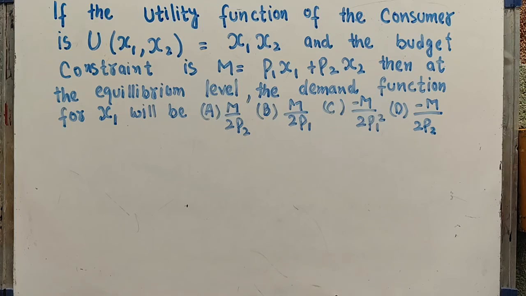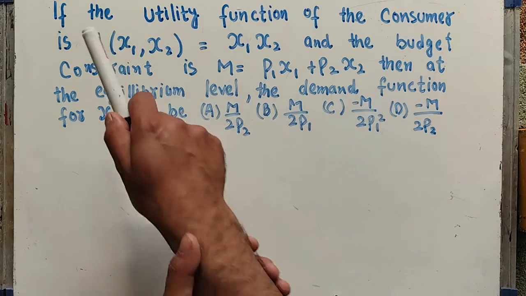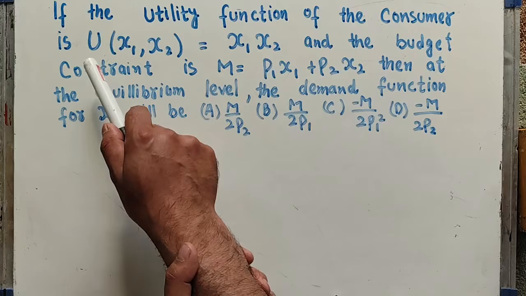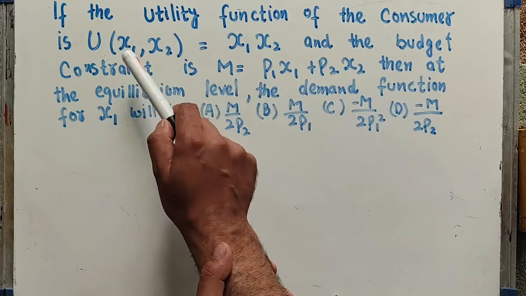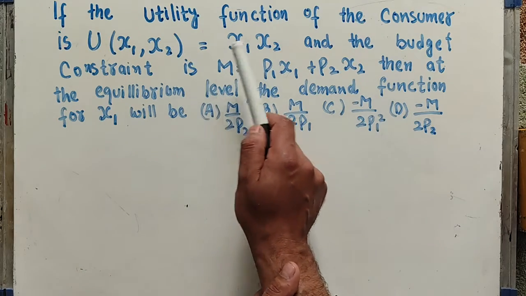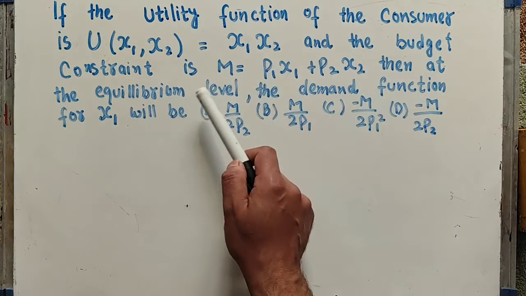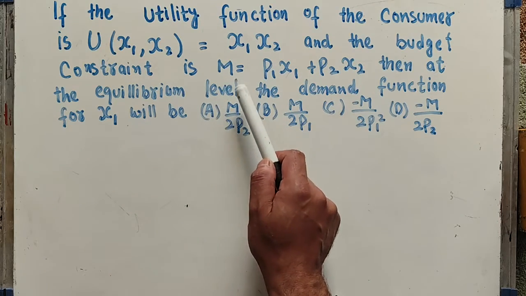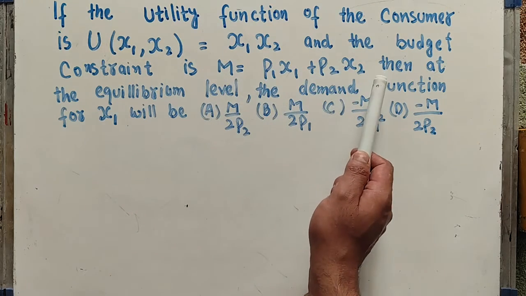How to find out the demand function from the utility function? The question is, if the utility function of the consumer is given by, that is, utility is a function of two goods x1 and x2, which is equal to x1 times x2, and the budget constraint is, that is, total income, which is denoted by m, is equal to p1 times x1 plus p2 times x2.